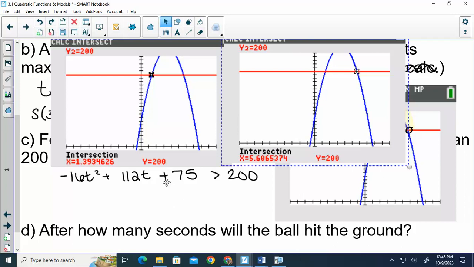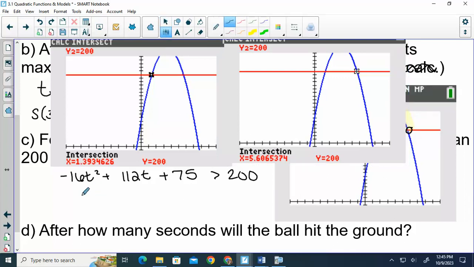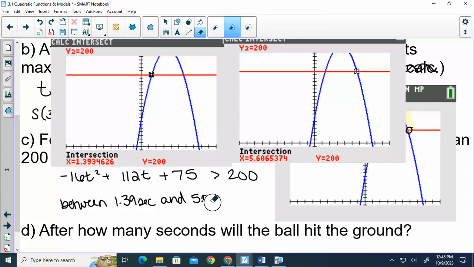So then when it's asking, when is it above 200, we can say between 1.39 seconds and 5.61 seconds.